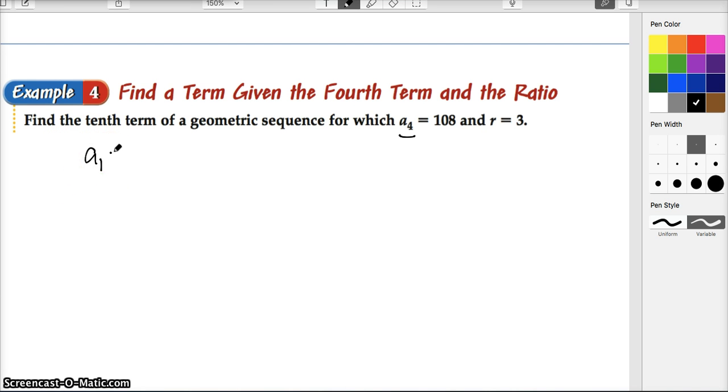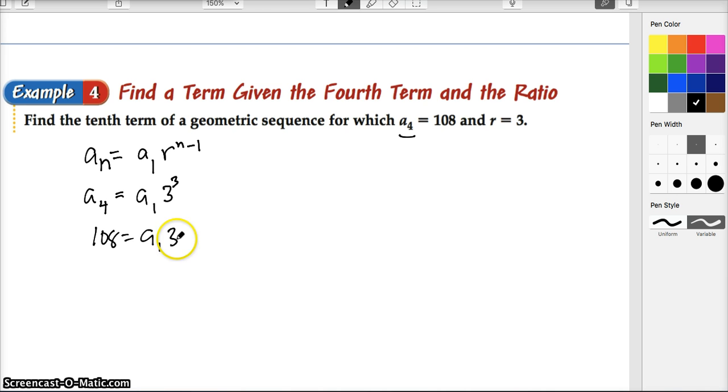So we're going back to that formula again, a sub n is equal to a sub 1 times r to the n minus 1 power. We remember that, we've used it a number of times. So now since we have a sub 4 is equal to a sub 1 times, which we don't know, times r, which is 3, to the n minus 1 power, which is the 3rd power, because n minus 1 is 3, get it? And so instead of writing a sub 4, I should do 108 is equal to this.